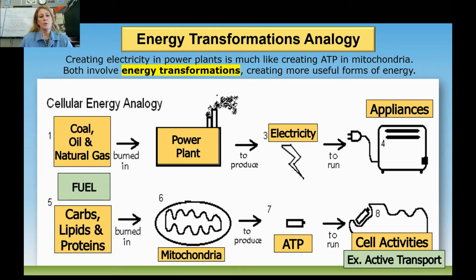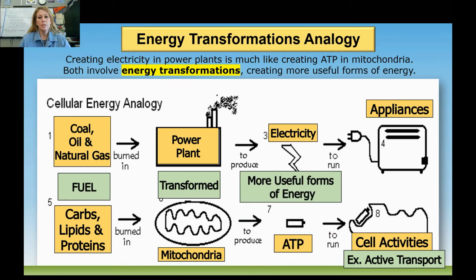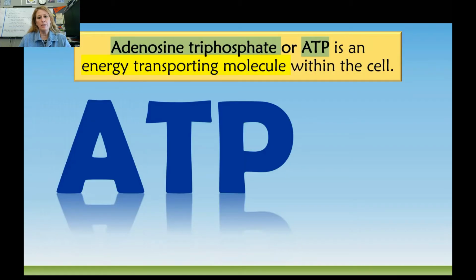And remember, active transport is moving molecules with the help of ATP across the cell membrane. So again, we have our fuel. It's going to be transformed, or burned, in the mitochondria. It's going to convert that to a usable form of energy, ATP, and then it's going to be used.